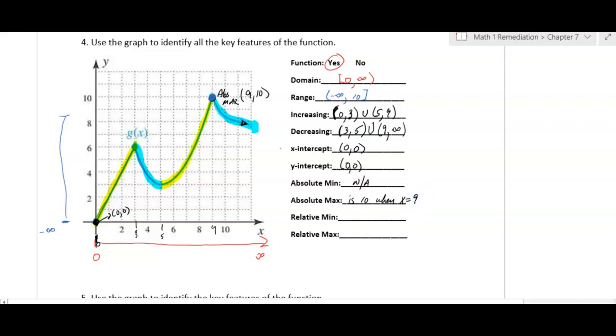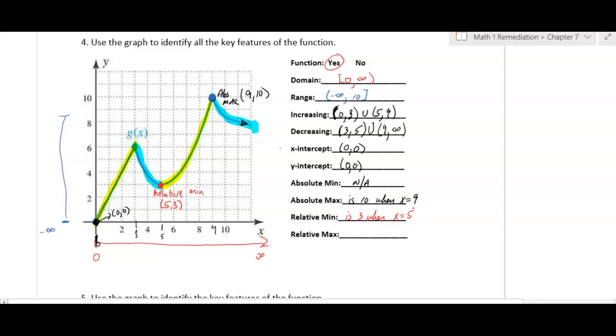Now the relative min. If I look, this here is the bottom of a hill, so this is going to be a relative min. It's not the lowest point on the graph, but it's the lowest point in that area. So what's the y coordinate? The ordered pair here is (5, 3). So we say the relative min is 3 when x equals 5.